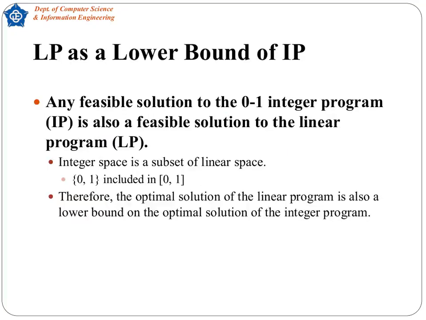Building on that relaxation, we see that by turning our 0 to 1 integer program into a linear program, we automatically secure a valid lower bound on the integer optimum. Since every binary vector lives in the continuous box [0, 1], any feasible integer solution remains feasible in the LP. Consequently, the best value you can achieve in the linear program can't exceed the best integer solution. It always sits at or below the true optimal value of the integer program.